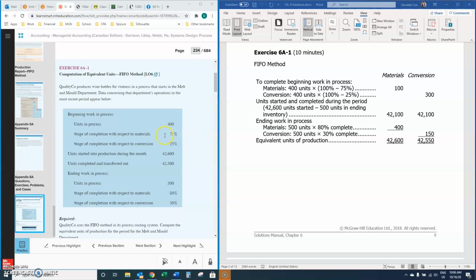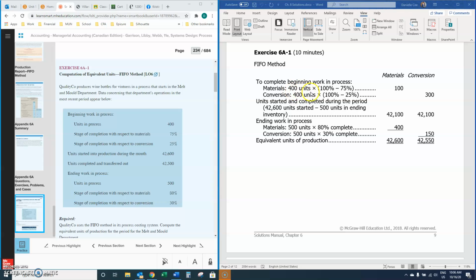So it's not 400 units times 75% and 400 times 25%. It's that the 75% and the 25% were completed in a prior period. We are finishing the units off this period, so we only have to do the remaining work.